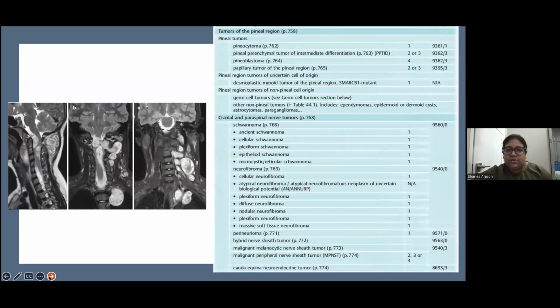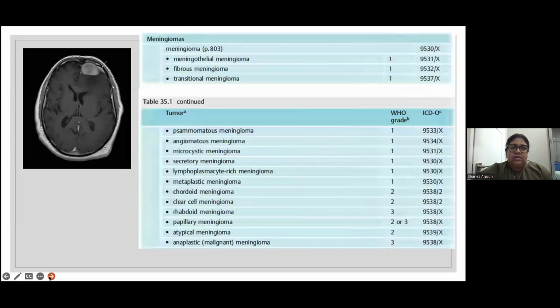Pineal tumors included the pineocytomas or pineal parenchymal tumors, and then there were pineal region tumors of uncertain cell origin and pineal region tumors of non-pineal cell origin. Cranial and paraspinal nerve tumors were divided into schwannomas, neurofibromas, perineuriomas, hybrid nerve sheath tumors, malignant melanotic nerve sheath tumors, and malignant peripheral nerve sheath tumors. Meningiomas were subcategorized into meningothelial, fibrous, transitional, psammomatous, angiomatous, microcystic, secretory, lymphoplasmacyte-rich, metaplastic, chordoid, clear cell, rhabdoid, and papillary meningiomas, and atypical and anaplastic or malignant meningiomas.